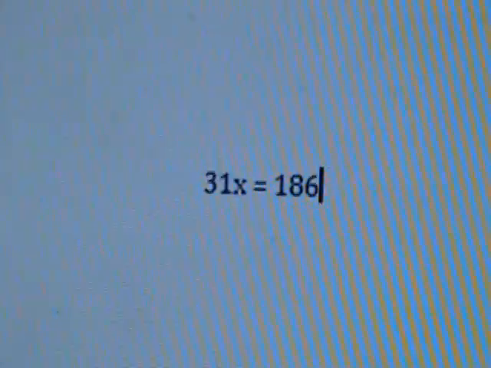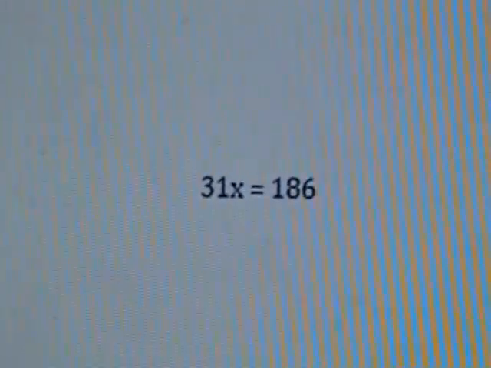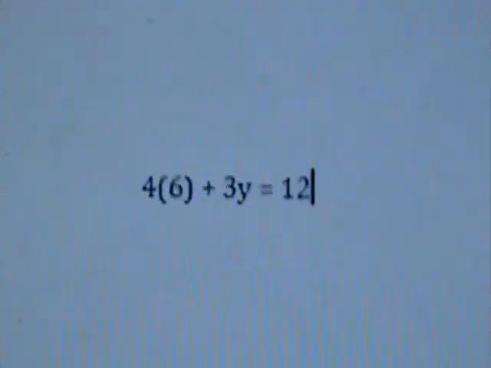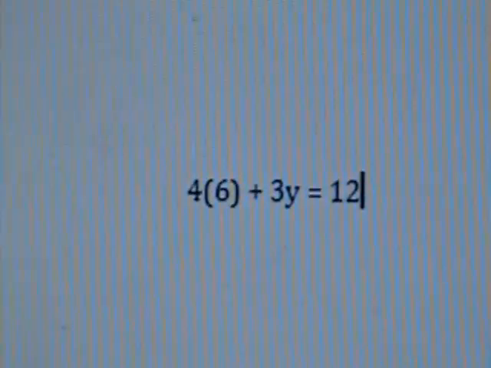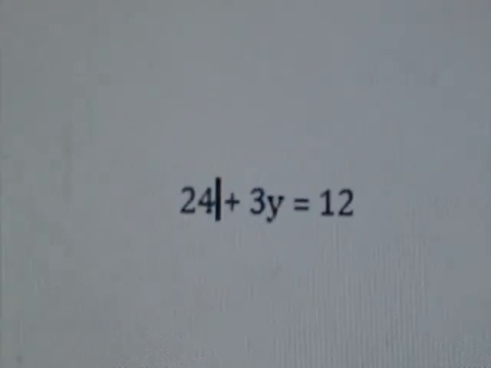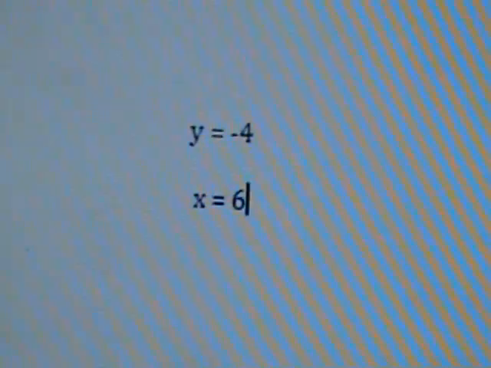Oh, be quiet. We add the problems together to get 31x equals 186, which equals 6. So x equals 6. Then you plug it in, so 4 times 6 plus 3y equals 12. So, 24 plus 3y equals 12. And 3y equals negative 12. So finally, y equals negative 4. So the final answer is y equals negative 4 and x equals 6.